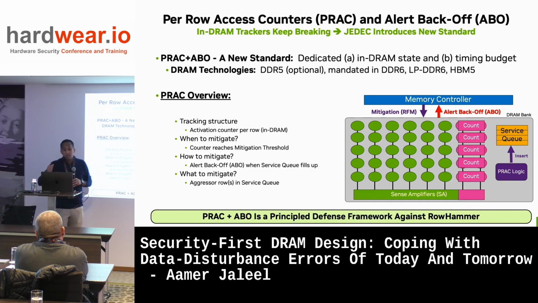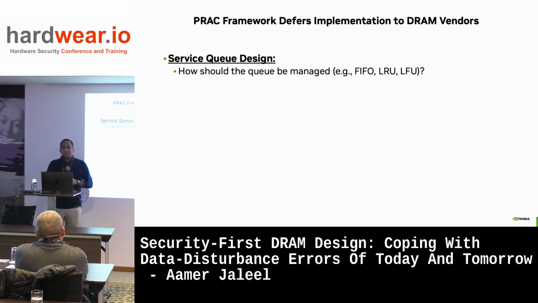So PRAC and the ABO is a principled framework that helps protect against RowHammer. But guess what? The implementation of PRAC is deferred to the DRAM vendor. Okay? So one crucial component of PRAC is the service queue. How should the service queue be designed? Should it be FIFO? Should it be LRU? Should it be LFU? What should it be, right?